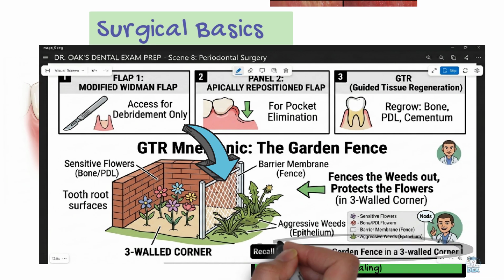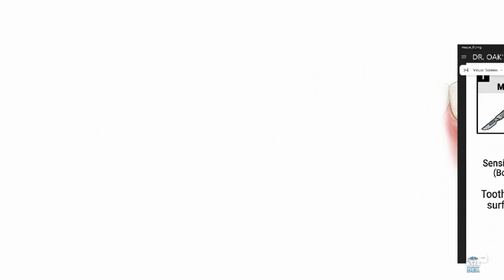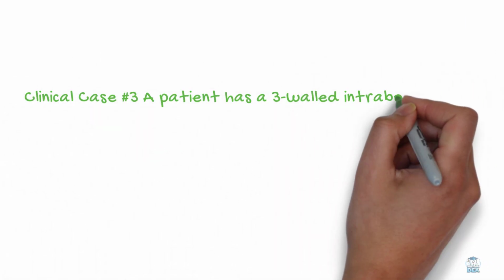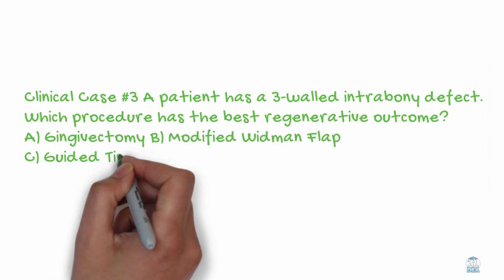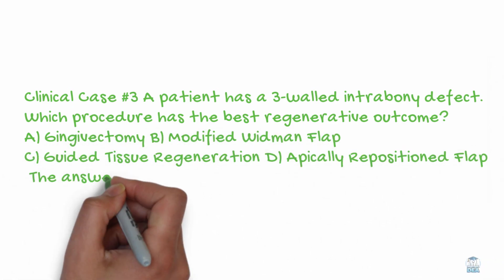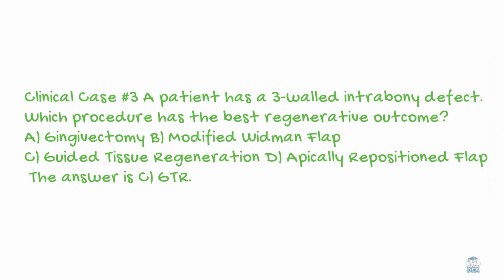Clinical case number 3. A patient has a 3-walled intrabony defect. Which procedure has the best regenerative outcome? The answer is C, GTR. Remember the garden fence in the 3-walled corner. Time to lock it all in with our final 2 hacks.